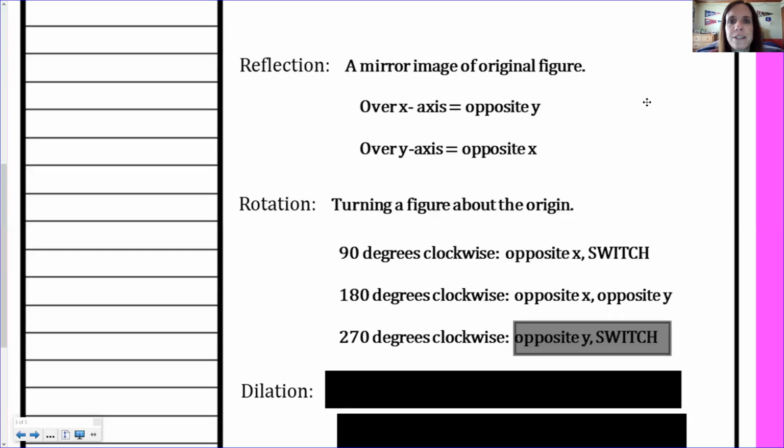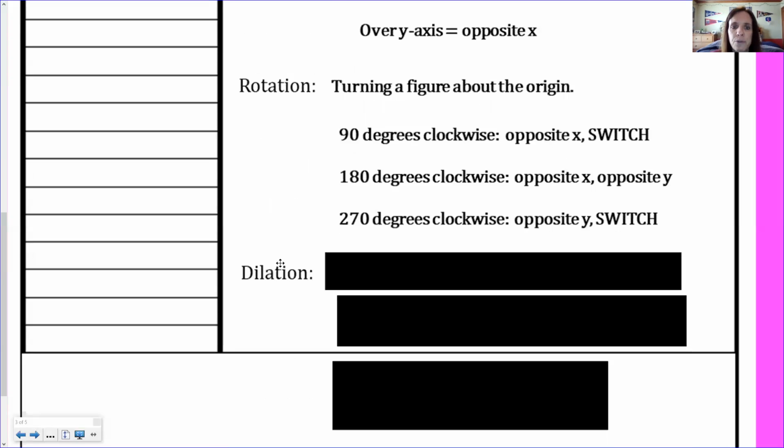And then 270 degrees clockwise, which is also the same as 90 degrees counterclockwise. You might want to make a note of that. Same as 90 degrees counterclockwise. You take the opposite of your y coordinate, and then you switch them. So y would come first, and then x in the ordered pair.